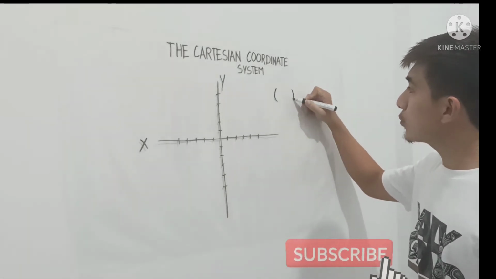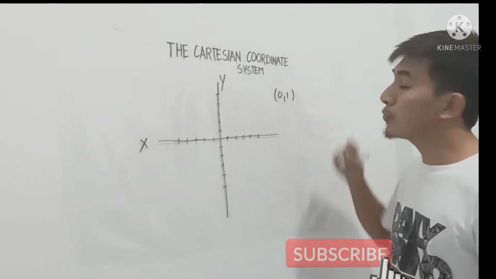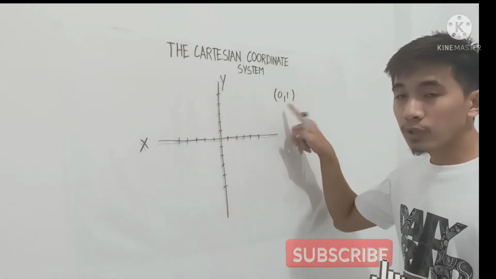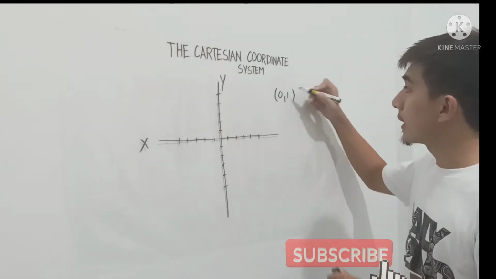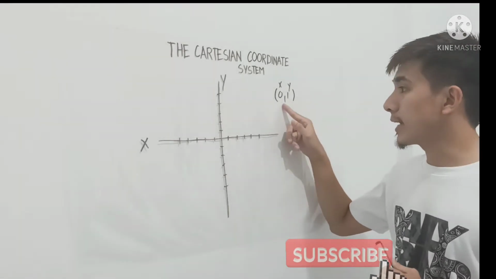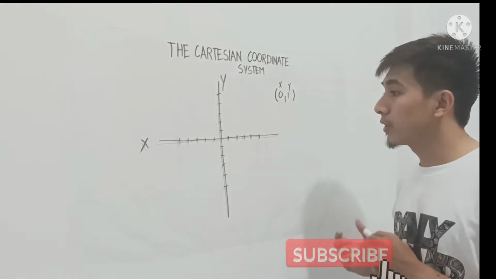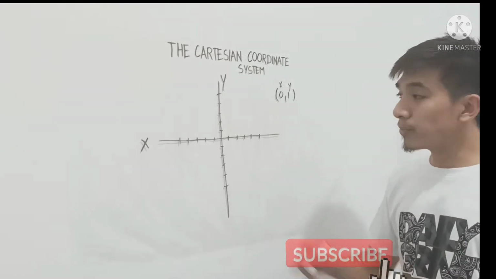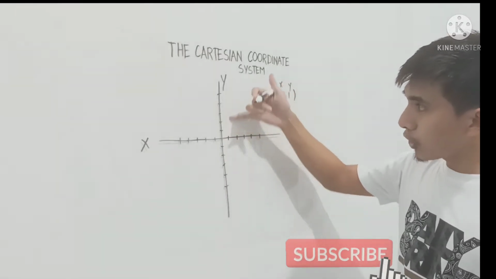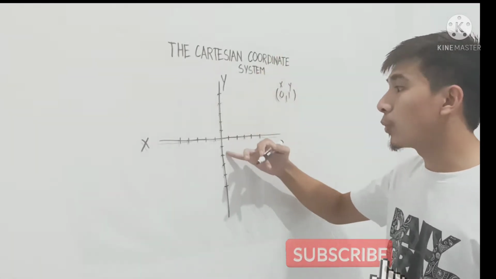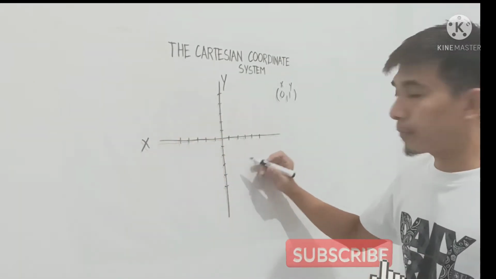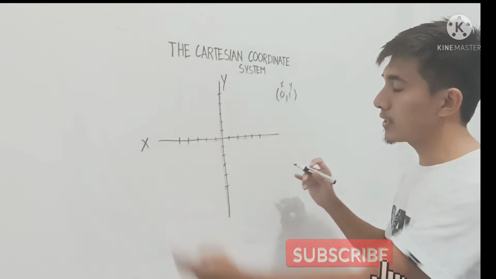If we see 2 points, halimbawa 0 and 1, what does it mean? So, it only means that it is always denoted by the x and y. X and y. Okay? So, the first is the x and the second one is the y. So, paano nga ba natin siya gamitin? All of the points going upward will be positive, going downward is negative, rightward is positive, and leftward is negative.